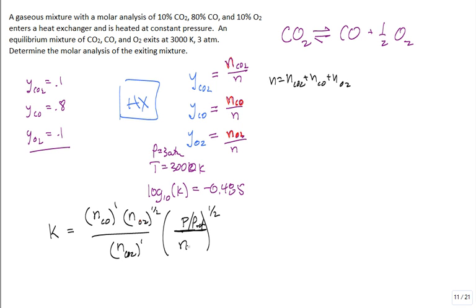So I could replace it there. So really I have 3 fundamental unknowns. Do I know the K? Sure. The K is 10 to the minus 0.485 because it's at 3,000. Do I know the P and the P ref? Sure. It's 3. And so maybe I want to write it like that. The amount CO2, the amount CO plus the amount of O2. I have one equation with 3 unknowns.